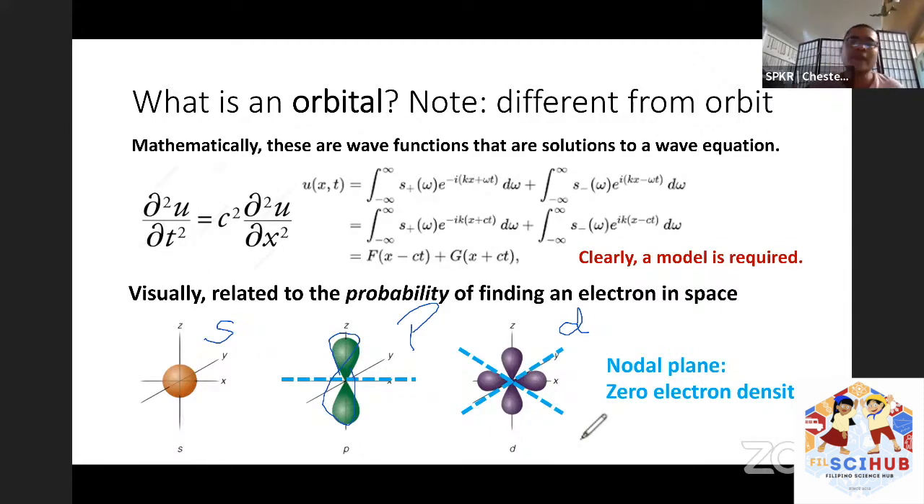So again, the orbital is the region by which you're going to find electrons. And then yung nodes or nodal plane, wala kang makikitang electrons. We are going to try to relate this to the next quantum number.